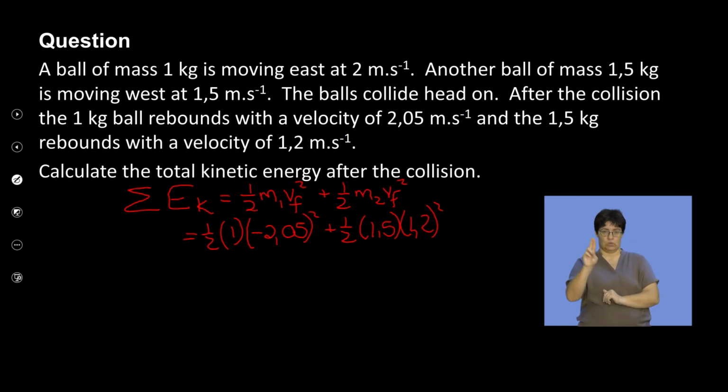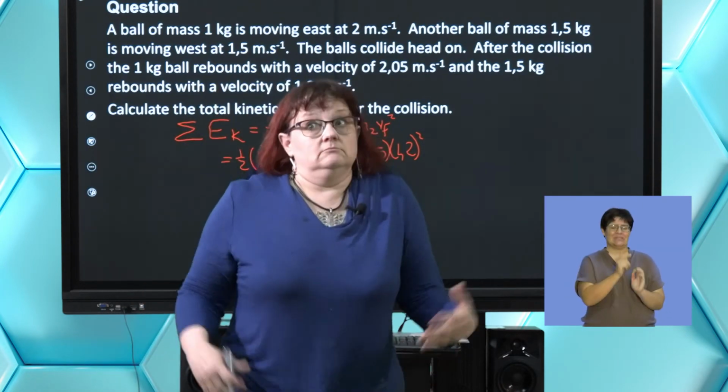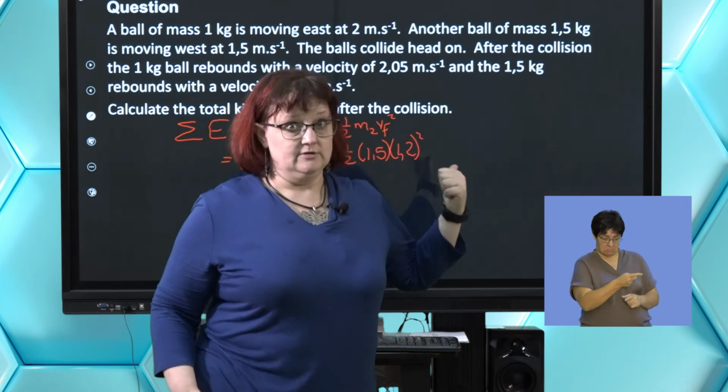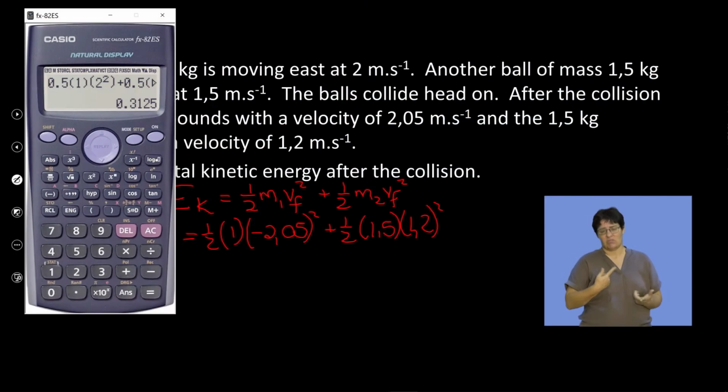There is no way I can do this in my head, and my maths isn't bad, okay? Please use your calculators. Now, there probably is someone or more than one of you who can do this in your head, and that's impressive, okay? I can't. So, calculator. Here we go. Let's clear what we had. So we're going to go 0.5 times 1 times negative 2.05 squared. We're going to add that to the 0.5 times 1.5 times 1.2 squared. There we go.